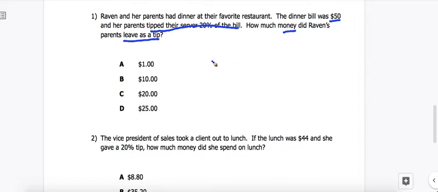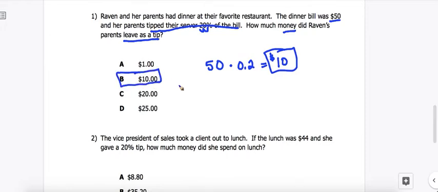So all I'm going to do is take the total cost of the bill, which was $50, and multiply it by the decimal, which is 0.2. So remember, to change this to a decimal, I move it 2 to the left. When I multiply that together, I get $10. And so my answer is B.